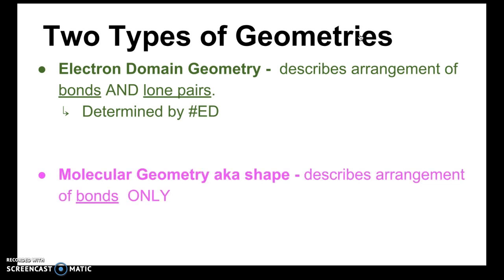On the other hand, the molecular geometry, also known as the shape of the molecule, describes the arrangement of bonds only. And for that, we ignore the lone pairs. Since we ignore the lone pairs, we need to know how many lone pairs we are ignoring. Therefore, the molecular geometry is determined by both the number of electron domains and the number of lone pairs a structure has.